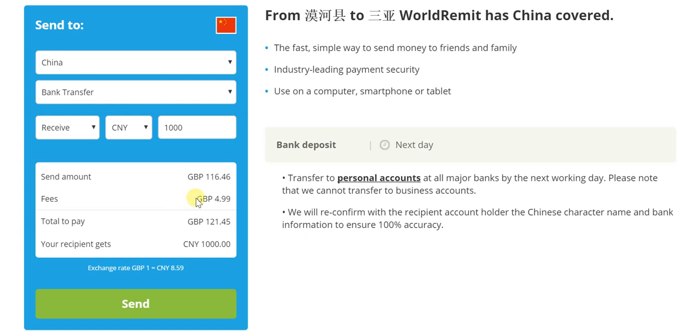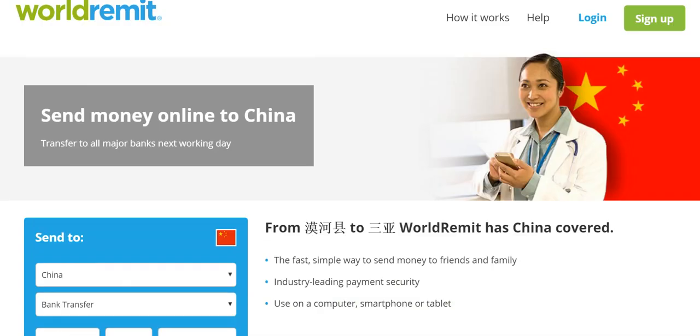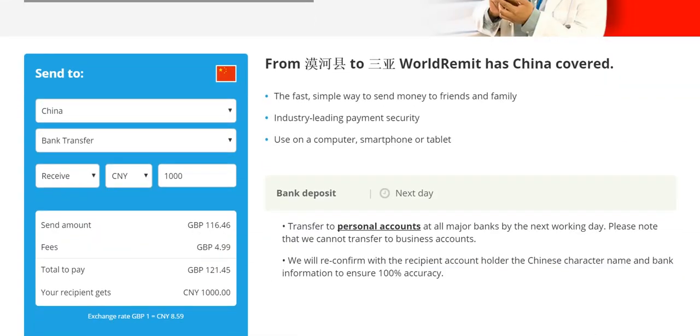You know there's only this one little fee that is involved, and the exchange rate also you're very, very clear about. So this is pretty much the way in which you would actually send money from the United Kingdom to China, that too online, anytime, anywhere.